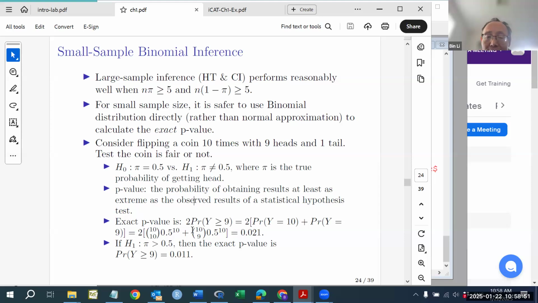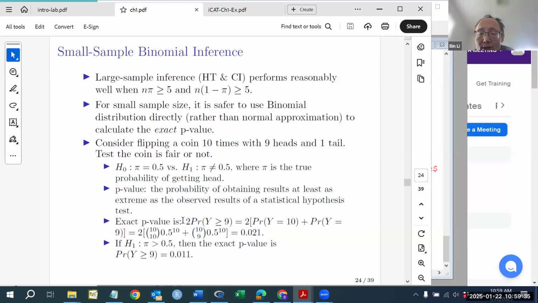Okay, so the exact test, so the exact p-value here is what? We have flipped the coin 10 times, 9 out of 10 are heads. So what we observed is 9 out of 10, right? So what is more extreme? More extreme is all of them are heads, right? So the exact p-value will be the probability of observing y, that's the number of heads out of 10, equal to 9, that's what we observed, and over 9, that's more extreme.